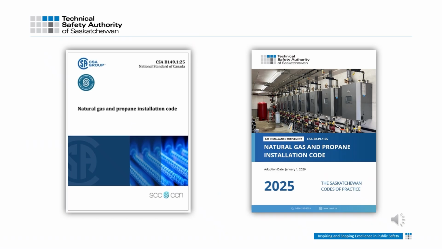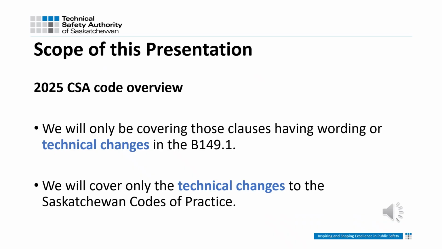This presentation will cover the substantial changes to the CSA B149.1 2025 edition Natural Gas and Propane Installation Code and the 2025 Saskatchewan Codes of Practice to the CSA B149.1. Today we will be looking at new definitions, wording, and technical changes in the 2025 code. In the Saskatchewan Codes of Practice, we will review the technical changes and the new format.